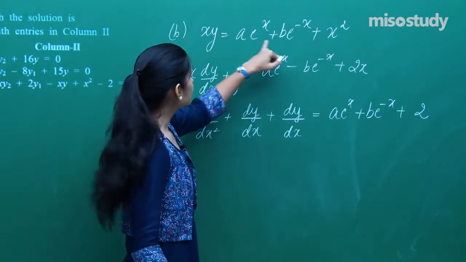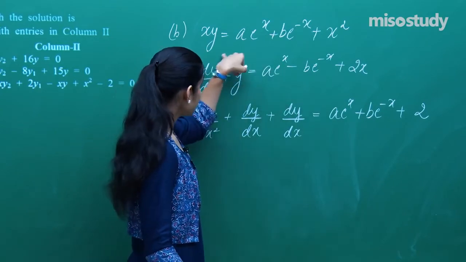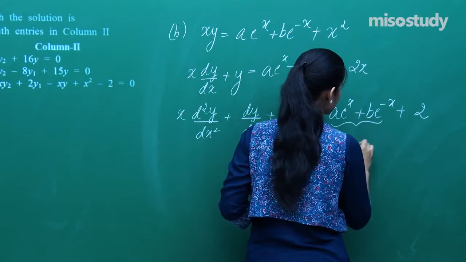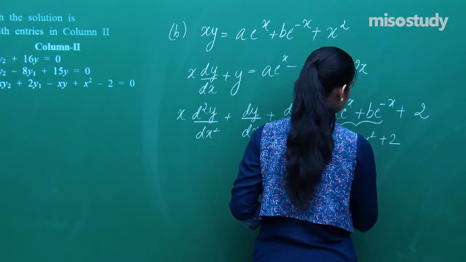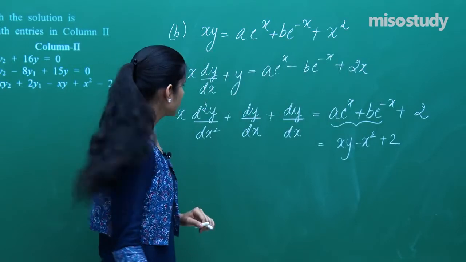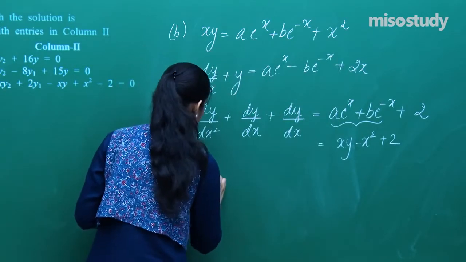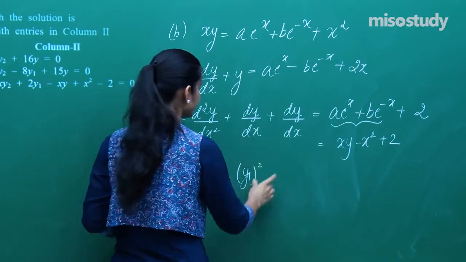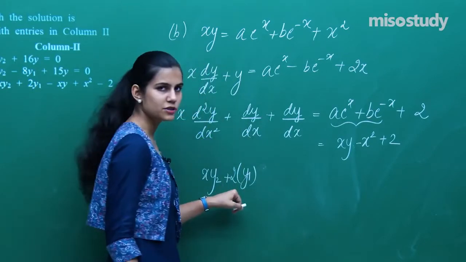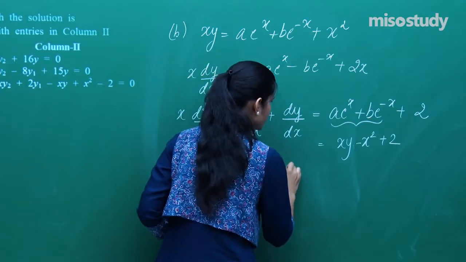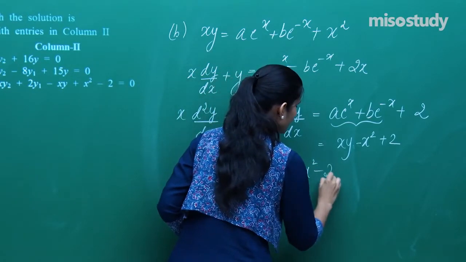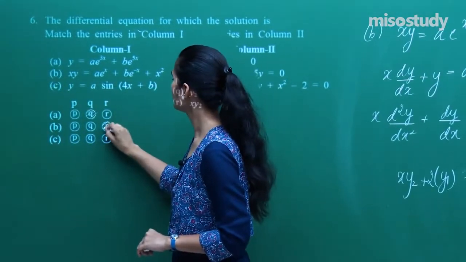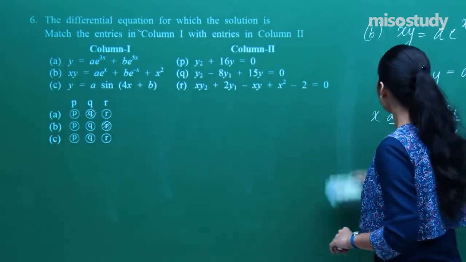Now a e to the power x plus b e to the power minus x is xy minus x square. So I can write this much portion as xy minus x square plus 2. Okay, so you are getting what? xy2 plus y1, this is dy by dx plus dy by dx, this is 2 times dy by dx. So twice of y1 minus xy plus x square minus 2 equals 0. So you are getting this, that is R against B. And the last one you have what?